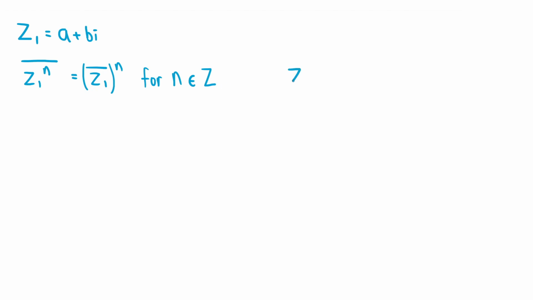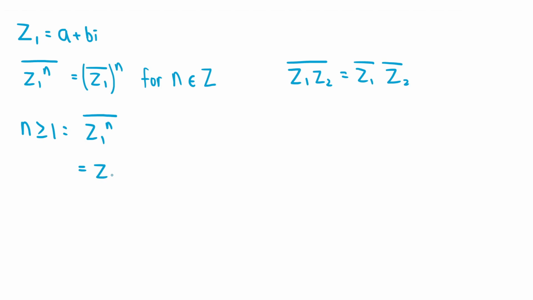To prove this, we're going to need to use the property Z1 Z2 conjugate is equal to Z1 conjugate times Z2 conjugate, which we proved earlier. So let's first consider the case where n is greater than or equal to 1. If we start with Z1 to the power of n, all under the conjugate, we can rewrite the expression inside the conjugate as Z1 times Z1 to the power of n minus 1, and then this is all under the conjugate. What we can do is use the property Z1 times Z2 conjugate equals Z1 conjugate times Z2 conjugate to rewrite this as Z1 under the conjugate times Z1 to the power of n minus 1 under the conjugate.